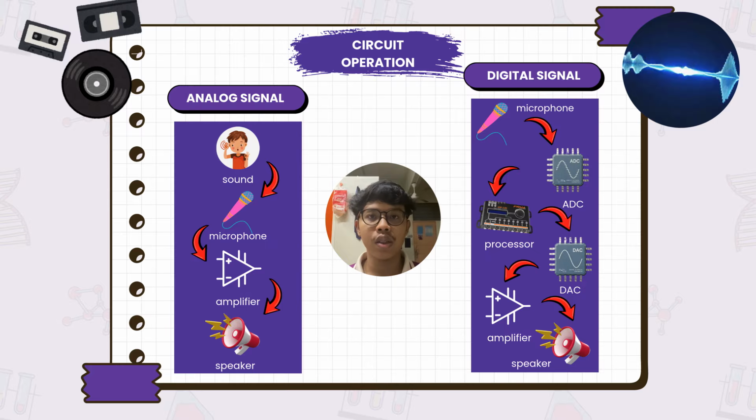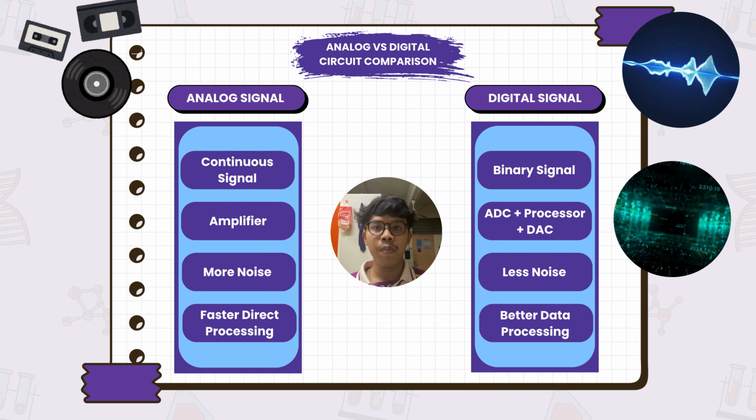After processing is complete, the digital to analog converter or DAC converts the digital data back into an analog signal. The signal is then amplified before being sent to the speaker, where it is converted back into sound. Therefore, the digital system operates in this sequence: microphone to ADC, to processor, to DAC, to amplifier, and then speaker. Now let's compare both systems.